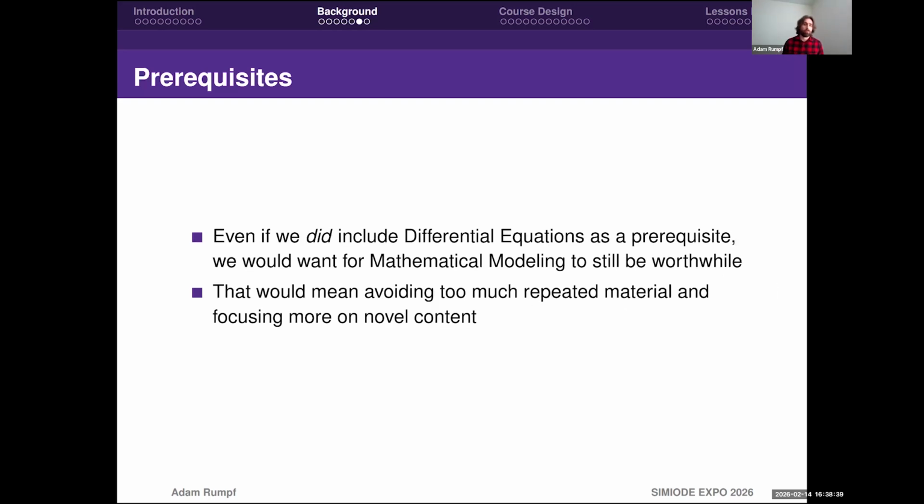Moreover, even if we did make DiffEq a prerequisite for our math modeling class, we would still want to make the classes different from each other, and we would still want it to be worthwhile for students who had taken differential equations to take our math modeling course as well. And that sort of implies that our math modeling class should cover differential equations, but in a very different way than what students would see in our DiffEq class.